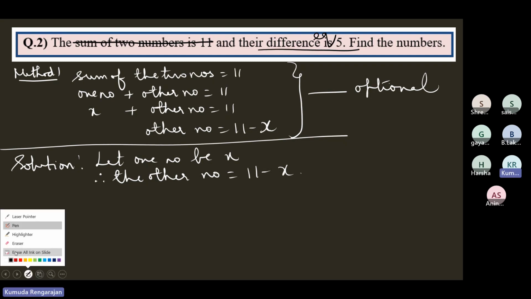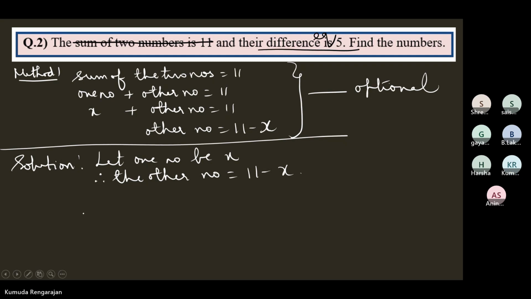Yes, Lakshana? Can you tell us? Ma'am, according to the question, the difference between the two numbers. Yes, tell me, Lakshana. Ma'am, so X minus open bracket 11 minus X is equal to 5. Okay, one minute. Very good. So it's given that the difference between the two numbers is 5.